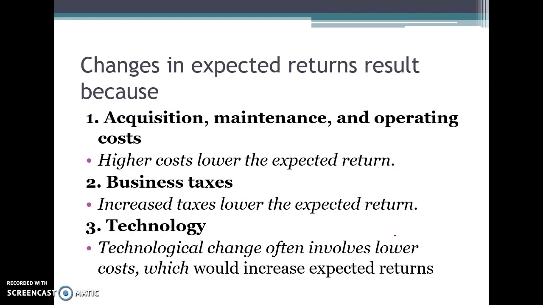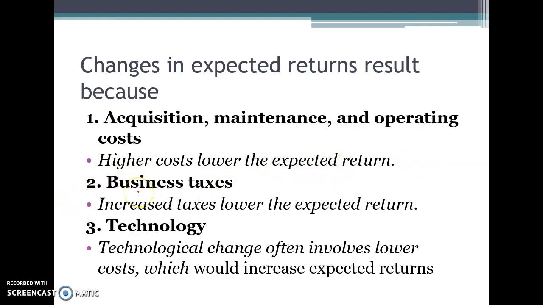So how does the expected rate of return change? What are the factors which are going to affect the expected rate of return? Number one is the acquisition, maintenance, and operational cost. Acquisition means how you are going to acquire some capital. The more the acquisition cost is, the lesser the expected rate of return in the initial stages. The more the maintenance cost is, the lesser the expected rate of return, and the more the operating cost is, the lesser the expected rate of return. So all these costs make up this high cost. The higher the cost is, the lower the expected rate of return.